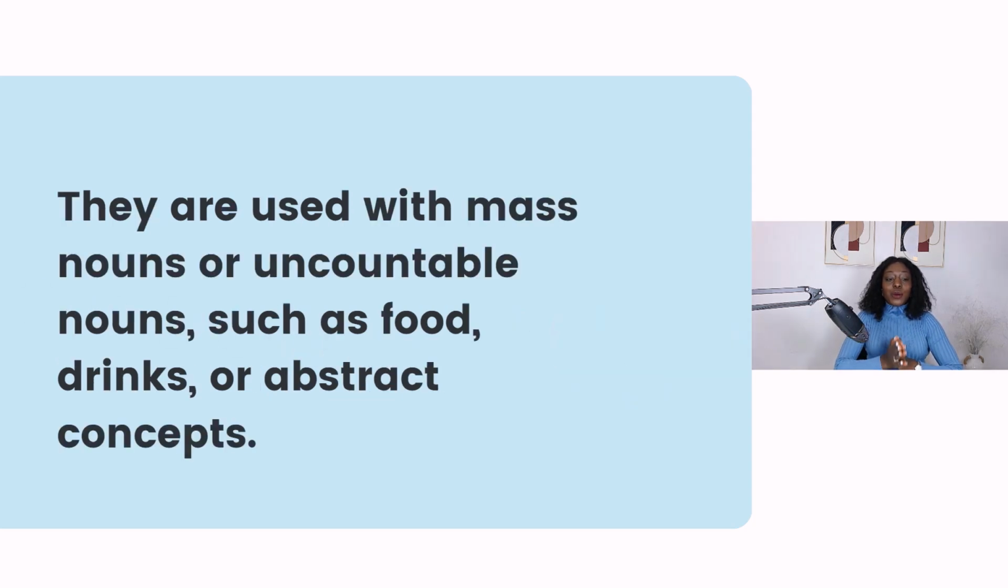To summarize, we use partitive articles when we are dealing with mass nouns or uncountable nouns like water or sugar, or when we are talking about food like some meat or some salad, de la viande, du fromage, or drinks, some water, de l'eau, or even abstract concepts.